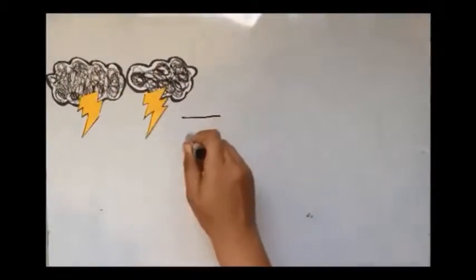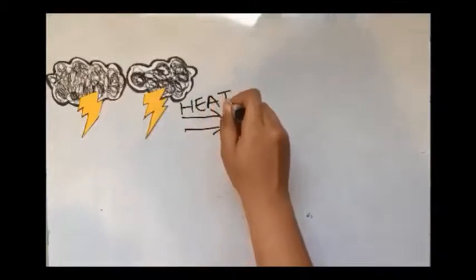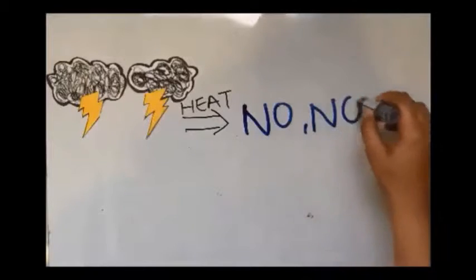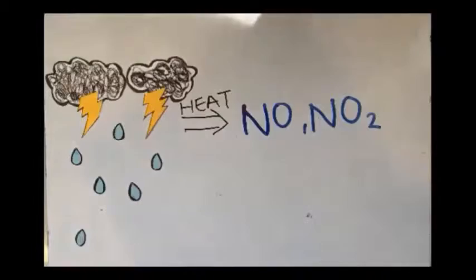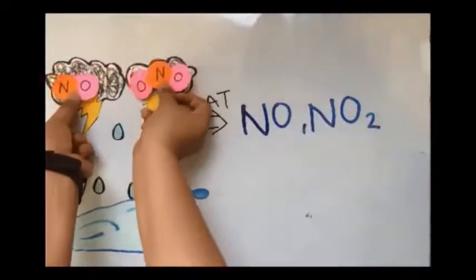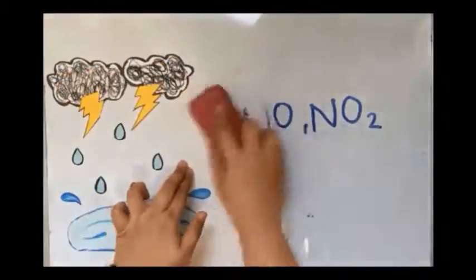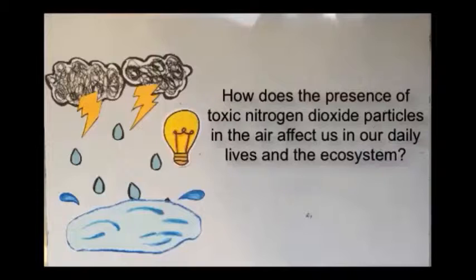Oxides of nitrogen can also be produced during natural occurrences such as thunderstorms. Heat energy released by lightning causes nitrogen and oxygen in the air to react to form the oxides of nitrogen. These oxides of nitrogen are then soluble in rainwater, forming acid rain. Now that you have heard of acid rain, can you guess how does the presence of the toxic nitrogen dioxide particles in the air affect us in our daily lives and the ecosystem?